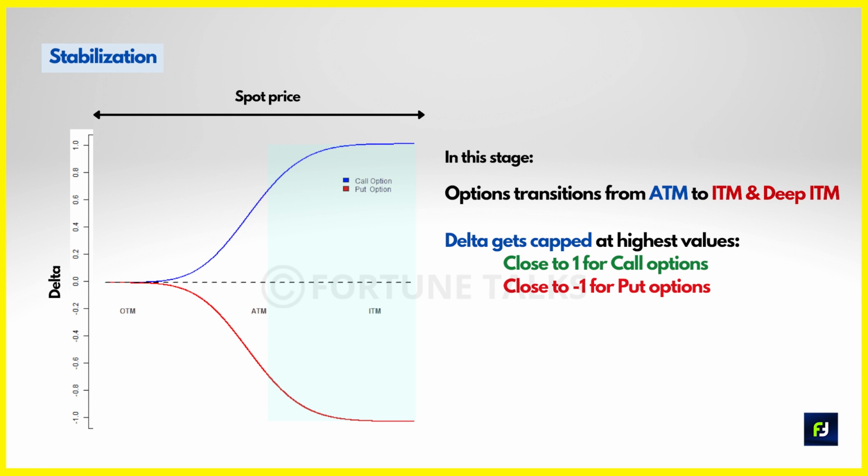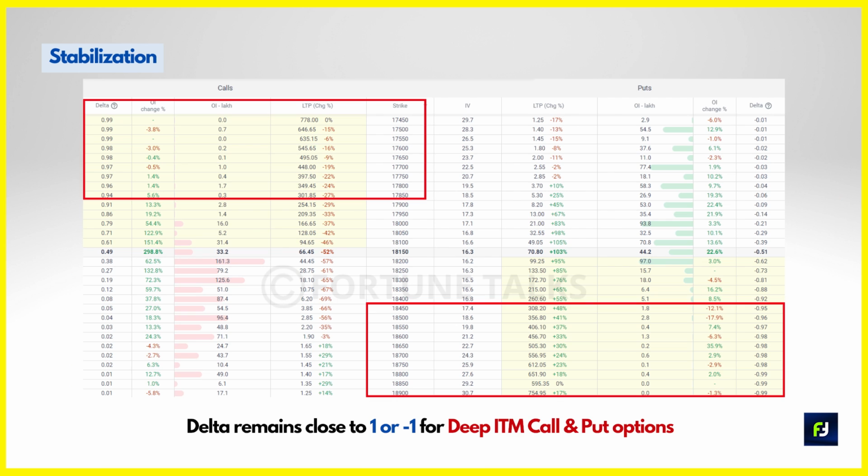And the final stage is stabilization. This is when an option transitions from at the money to ITM and deep ITMs, and the delta starts to cap and stabilize at the maximum value of 1 for call options and -1 for put options. It is evident from the graph that the delta of call options will start to flatten out when it reaches the maximum value of 1. This means the option can be in the money or deep in the money, but the delta gets fixed to 1 and the delta would not change any further. Now let us understand how this works.